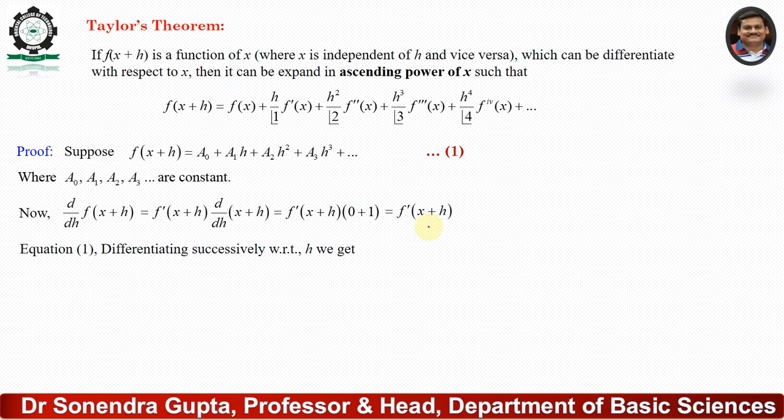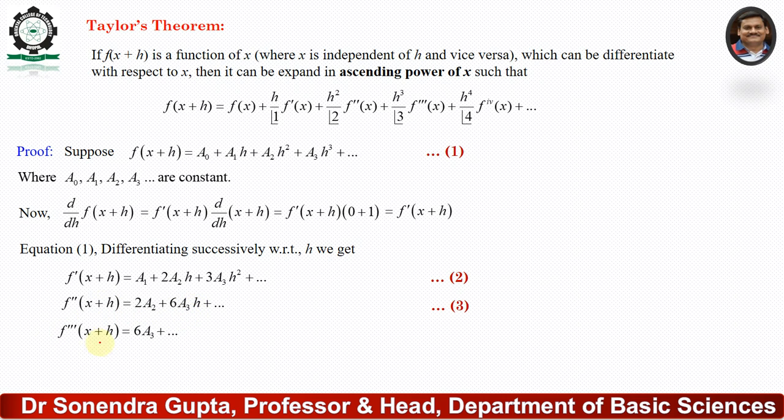Now differentiating equation 1 successively with respect to h, we get f'(x+h) = a1 + 2a2h + 3a3h², again f''(x+h) = 2a2 + 6a3h, then f'''(x+h) = 6a3, and so on. Now we can find the values of a0, a1, a2 and a3.